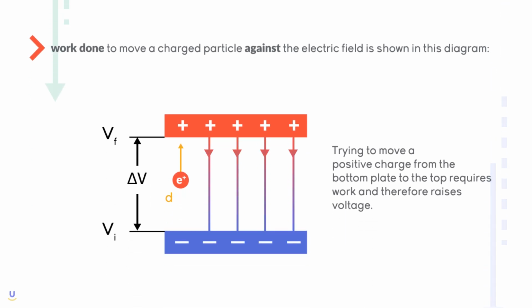Work done to move a charged particle against the electric field is shown in this diagram. As you can see here, moving a positive charge from the bottom negative plate to the positive top plate requires work and raises the voltage.